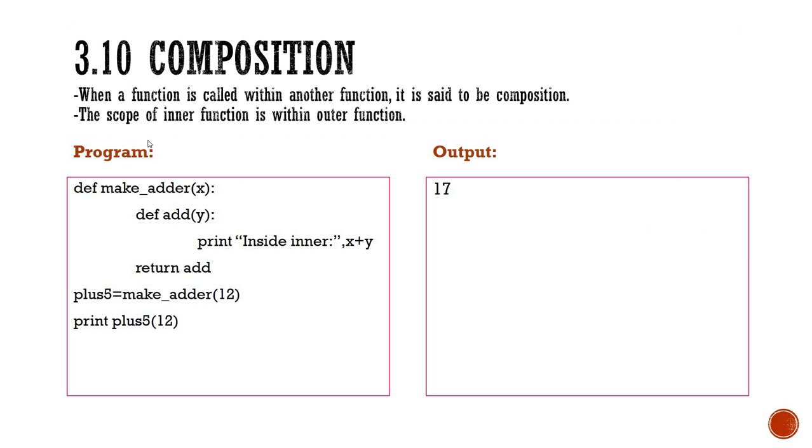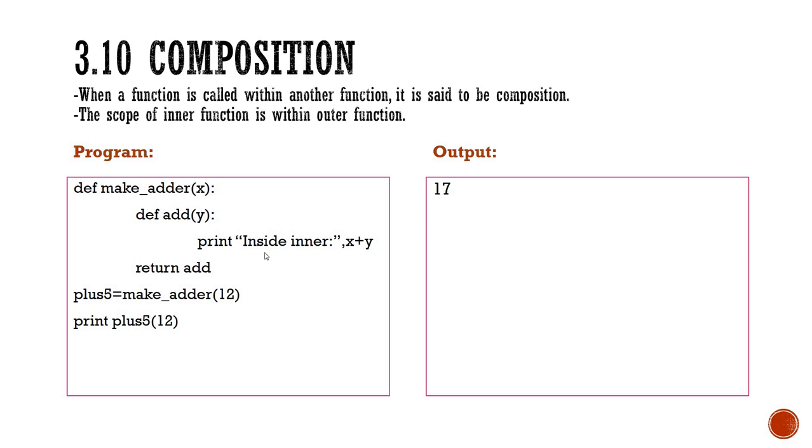Composition. When a function is called within another function, it is said to be composition. The scope of the inner function is within the outer function. So this is an example program for composition. First we have an outer function, make adder. Within that we are having an inner function, add, which will receive y. The outer function receives x.